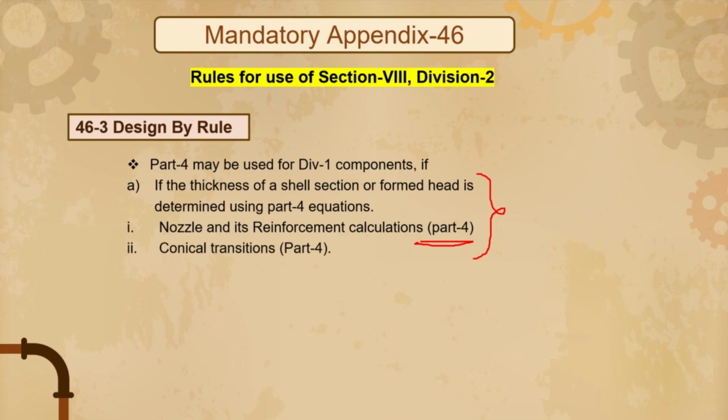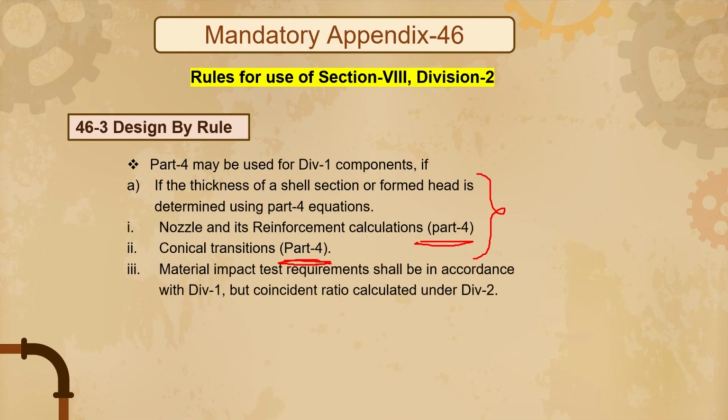And next, if there are any conical transitions, you need to follow Part 4 only. You cannot perform conical transition design as per Division 1. Okay. And the next point is impact testing requirements. Material impact testing requirements shall be as per Division 1 only. But whatever the coincident ratio is, you calculate it under Division 2 only. If you don't know the coincident ratio, you will find it in UCS-66B. We will discuss these UCS classes in upcoming lectures, don't worry. As of now, we consider only mandatory Appendix 46-2, guys.